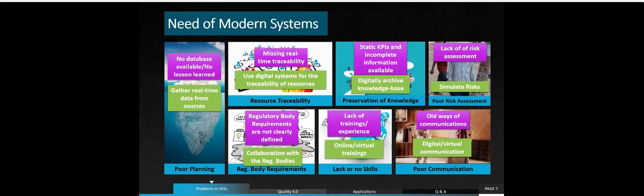The solution is, if we gather the real-time data throughout the organization, it will be easier for us to do the planning. If we have digital systems through which we can track our resources, it will be easier to utilize these resources. If we digitally archive the knowledge of the university or of our QEC, it will be easier for us to use that for further planning. We have to simulate the risk and generate multiple scenarios of what can happen and how we can overcome it.